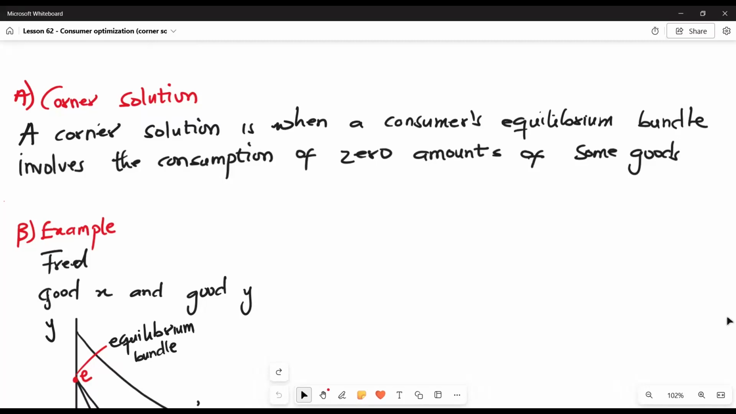Hi, welcome back. In our previous lesson, we started with consumer optimization, where we focused on interior solution. Today, we'll be moving on to corner solution.